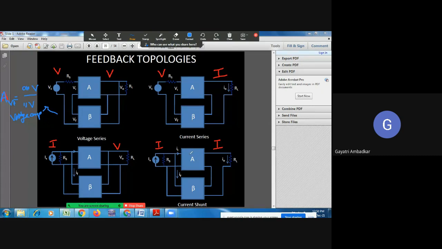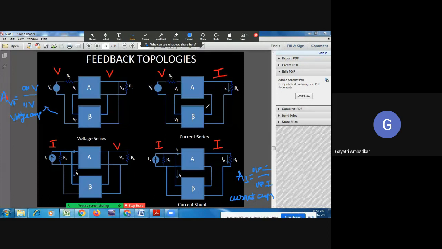Look here, the bottommost right side. Output is current, input is current. So this will provide me current gain, the ratio of output current upon input current. So this is a current amplifier. Means current shunt topology is nothing but current amplifier.